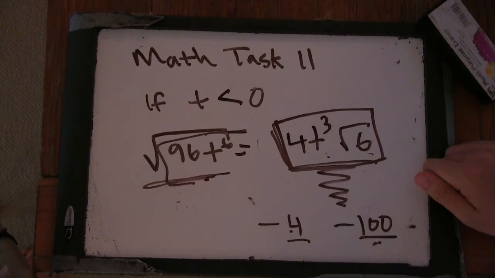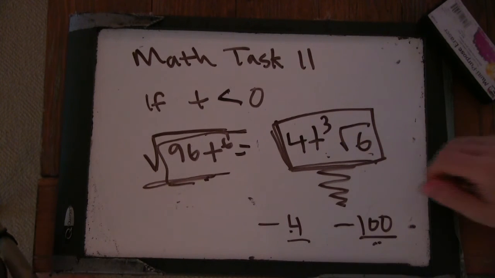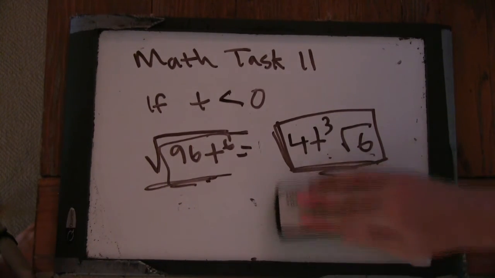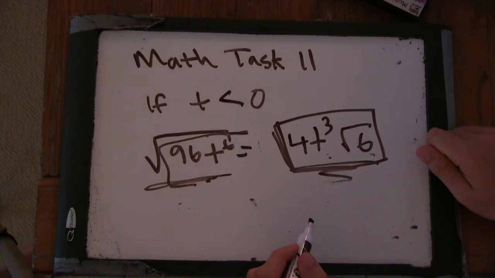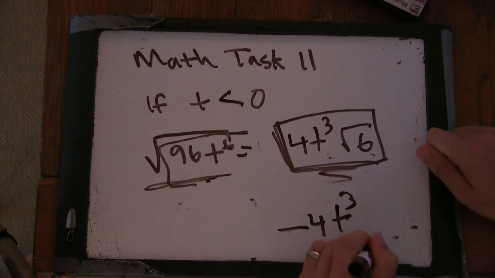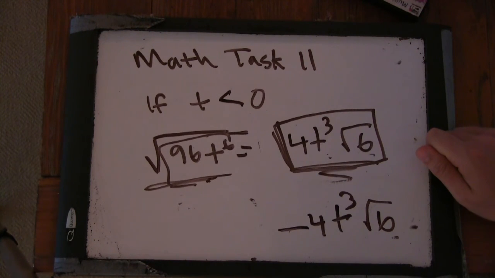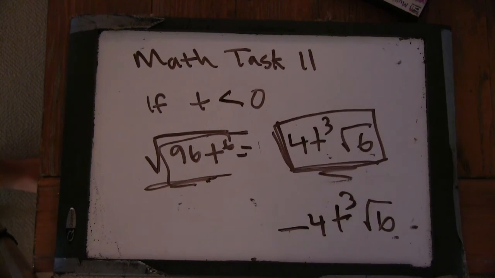You can multiply it by a negative 1. What happens when I multiply this by minus 1? You're multiplying a negative times a negative, so the negative sign goes away. And what's that expression going to look like when I multiply this by minus 1? It would be negative 4t cubed times the square root of 6. There you go. So if t was negative, I just have to make the answer positive, and the way I make it positive is by multiplying it by minus 1.